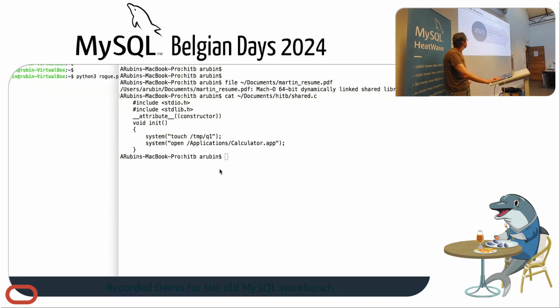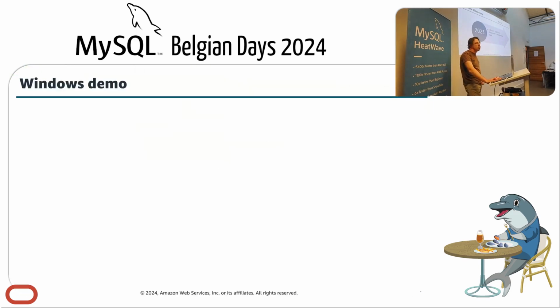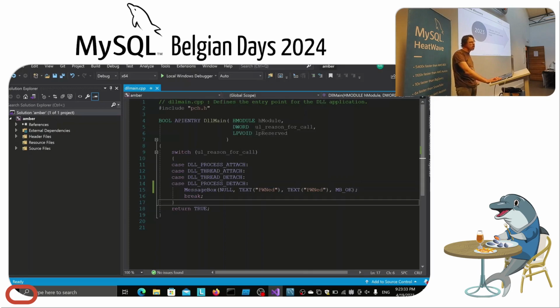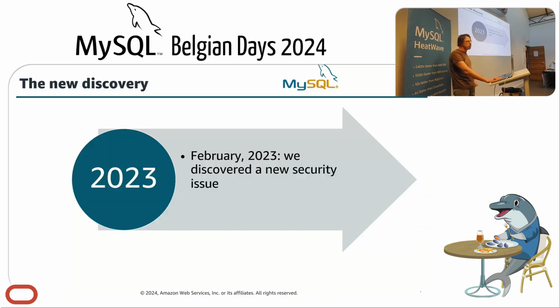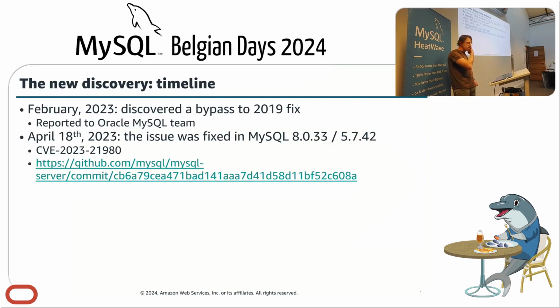So now we found a new discovery. In February 2023, we discovered a new security issue. So the new discovery timeline, right? In February, we discovered a bypass to the 2019 fix with some condition and reported it. And on April 18th, the issue was fixed in MySQL 8.0.33. It received the CVE, and you can also see the commit.